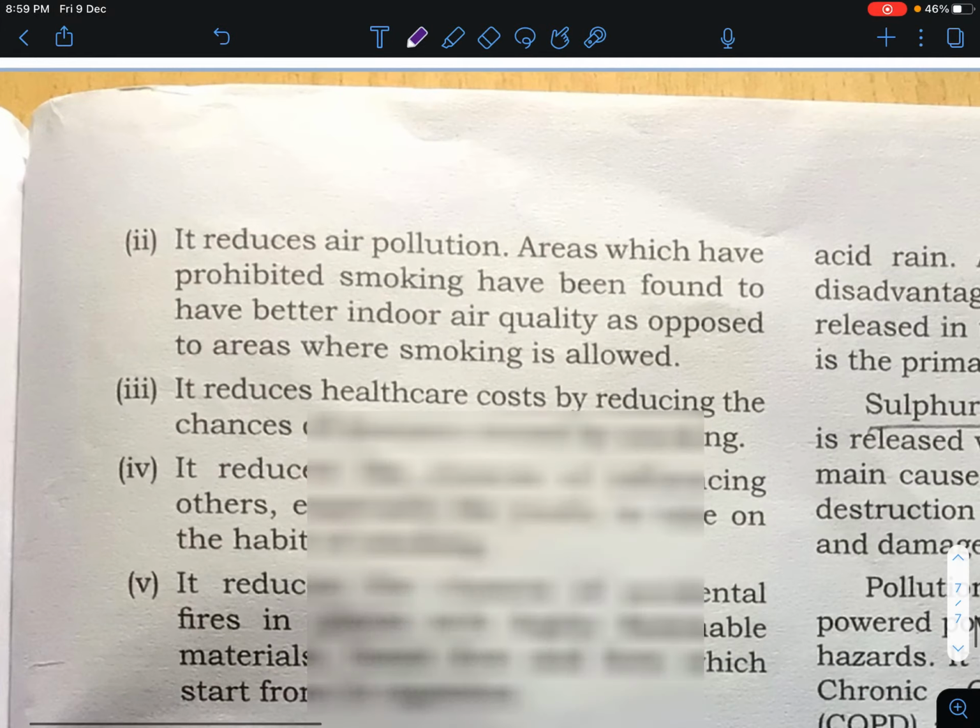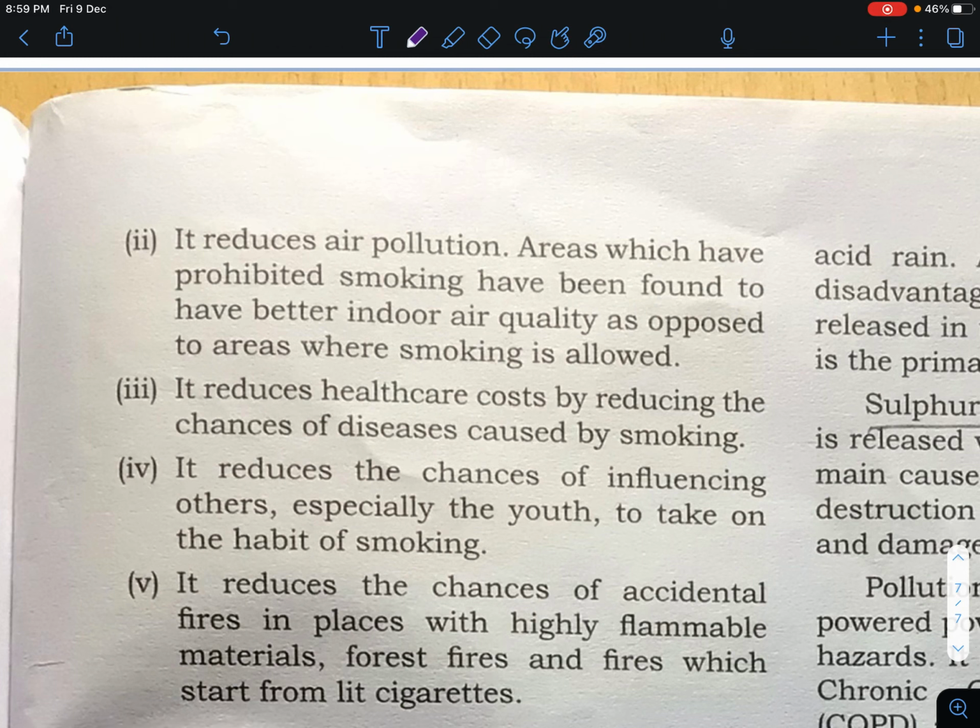It reduces air pollution. The second point is that it is going to reduce air pollution. Areas where smoking is prohibited have been found to have better indoor air quality as opposed to areas where smoking is allowed. If people do not smoke, the air quality is also going to improve nearby. It also reduces health care cost by reducing the chances of disease caused by smoking.